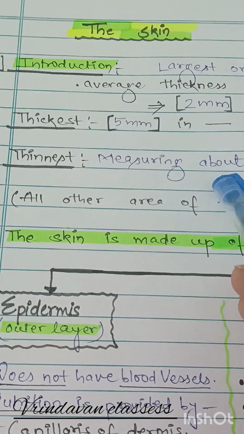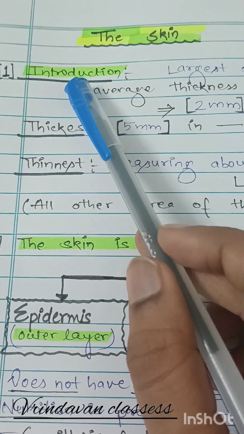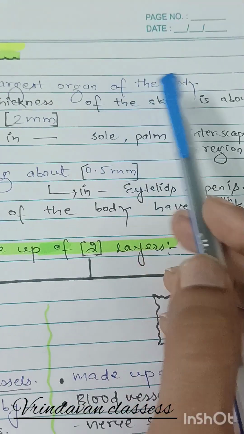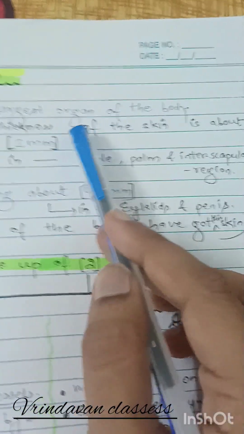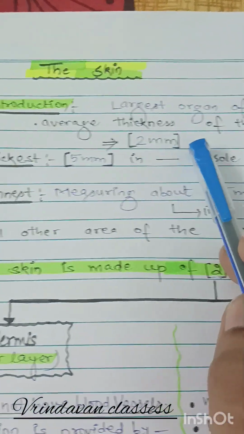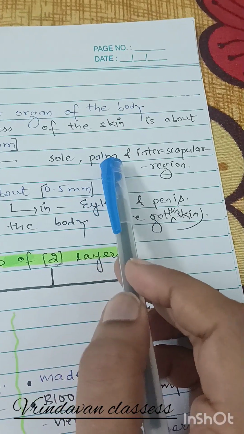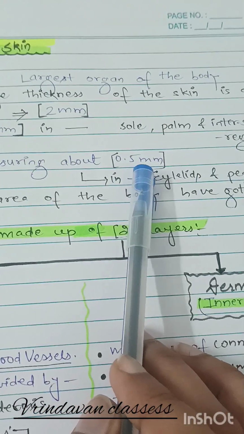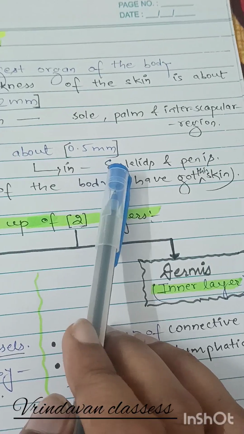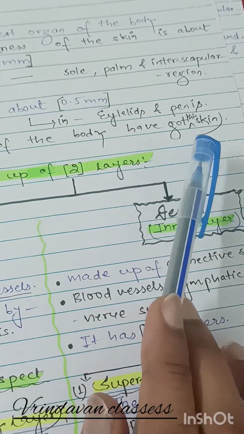Today I'm going to talk about the skin. By way of introduction, it is the largest organ of the body. The average thickness of the skin is about 2 mm, and the thickest part, which is 5 mm, is in the sole, palm, and interscapular region, whereas the thinnest, measuring about 0.5 mm, is in the eyelids and pinna. All other areas of the body have thin skin.